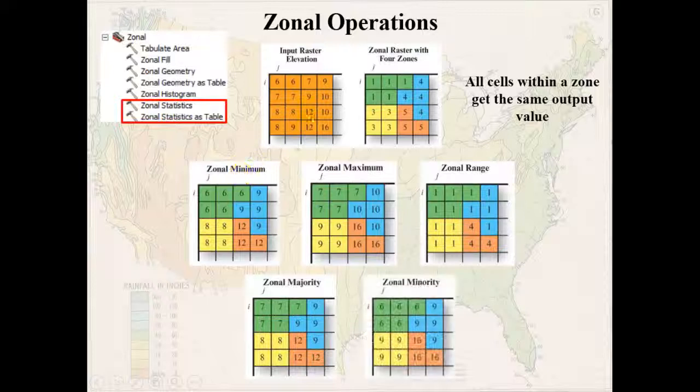So here's the zonal minimum. If I look at this zone, I see the minimum value is 9, stored in all the cells. Zonal range in this zone goes from 9 to 10, so the range is 1. And you can see how that works for all of these statistics.